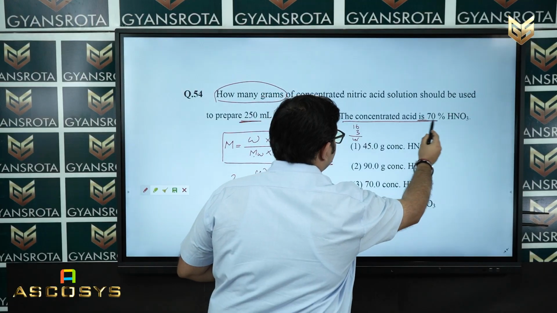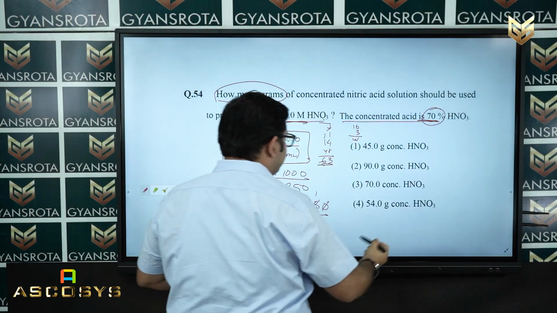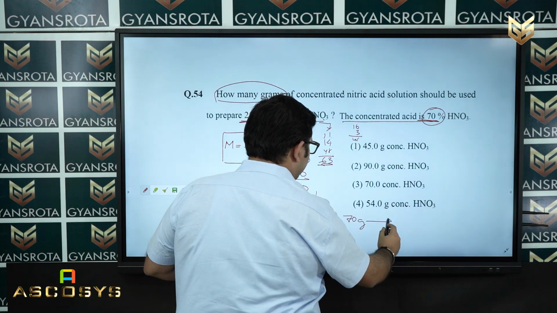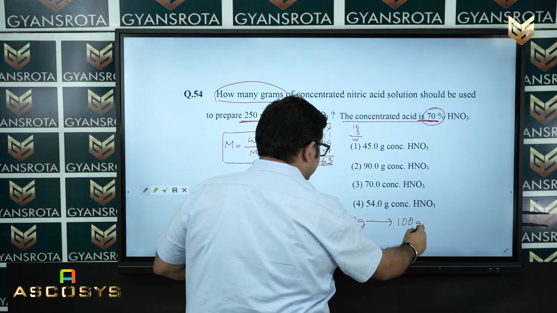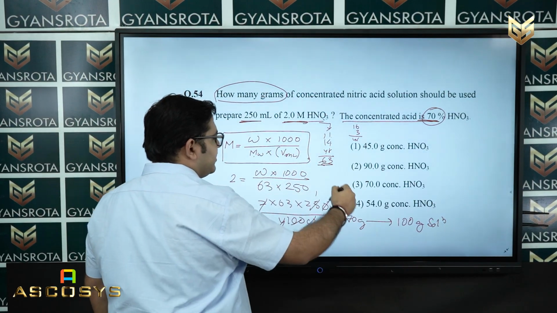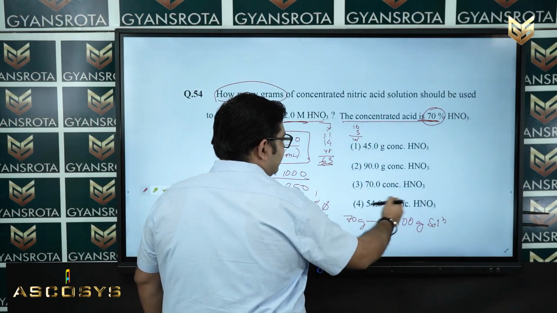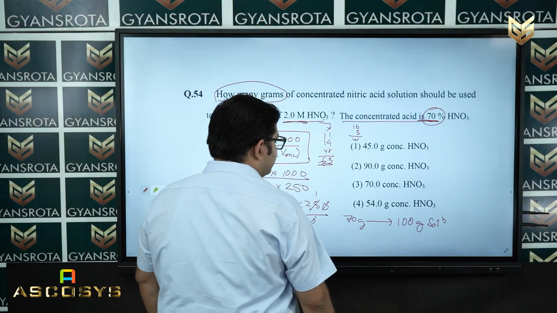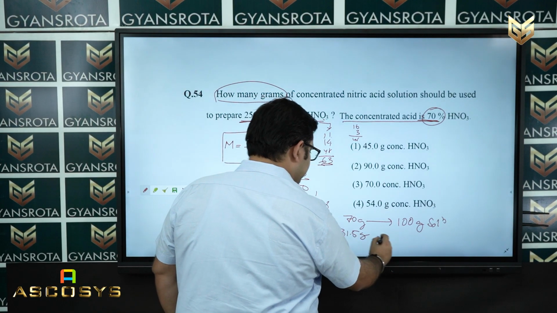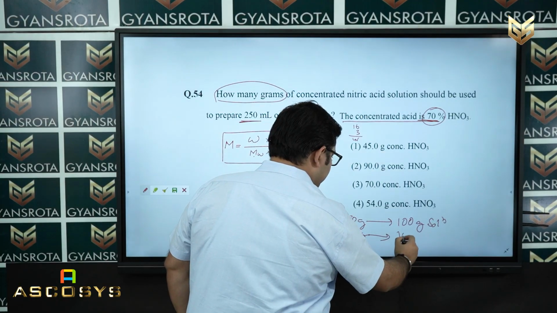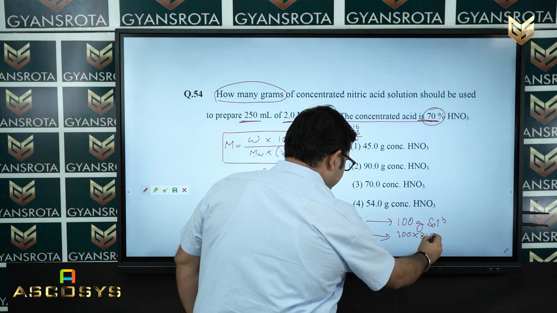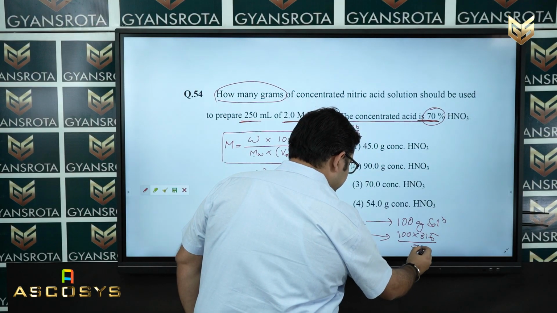Okay, 70%. What does it mean? 70 gram will be present in 100 gram of solution. Okay, 70 gram of nitric acid. So 70 gram of nitric acid is present in 100 gram of solution. So 31.5 gram is present in what? Now we have to find it out: 100 into 31.5 divided by 70.